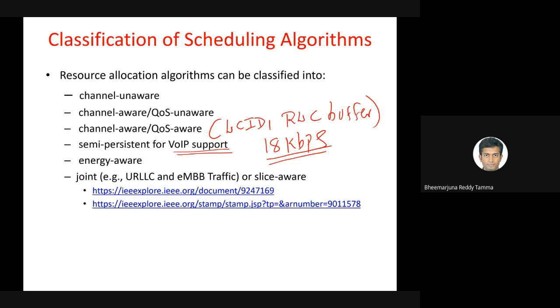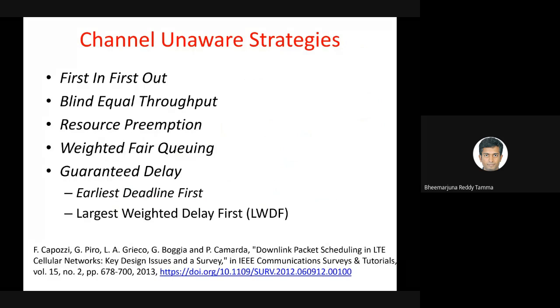So we can have all this kind of classification, and maybe I will try to show you some of the things which are easier for you to understand. That is channel unaware. The first one is first in, first out. It's more like a round robin kind of thing. The other one is called blind equal throughput. As the name says, it always monitors the achieved throughput of each and every user, and it always tries to make sure that the throughputs achieved by all the users in the system are exactly the same. That is called blind equal throughput. So it is a kind of throughput fairness.